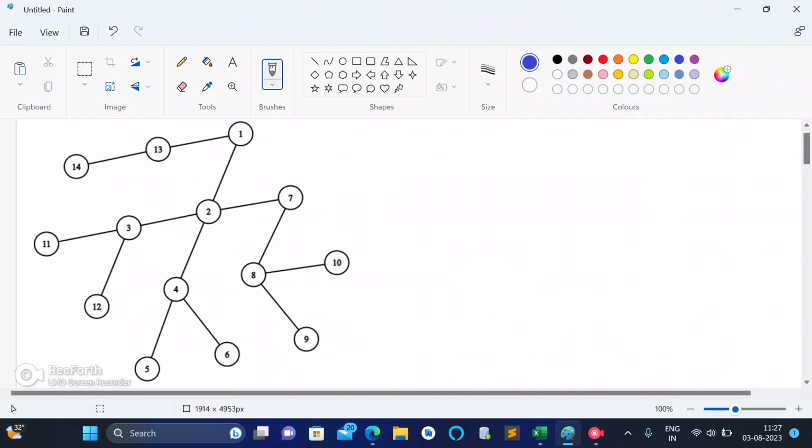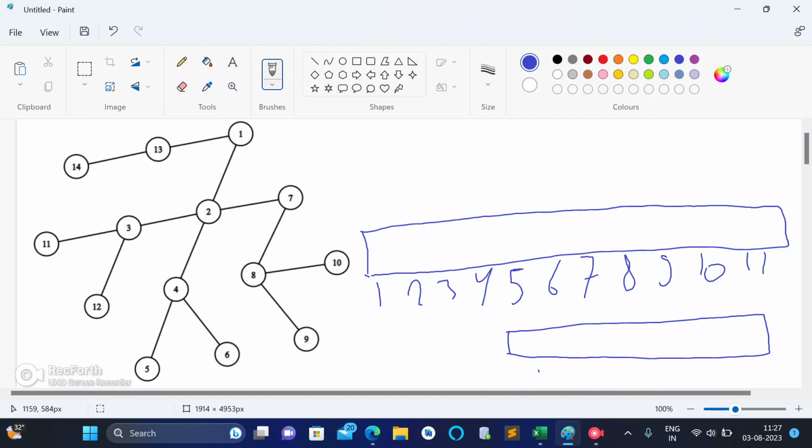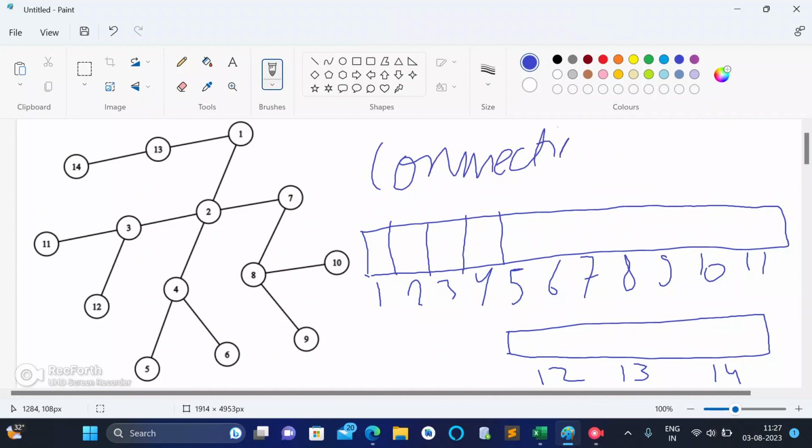Okay, so this is the tree which is given to us. What we will do is first make a vector called connections. This vector is of size equal to the number of vertices, so I will make this vector of size 14. So this is my vector of size 14, and let's say I name it connections.